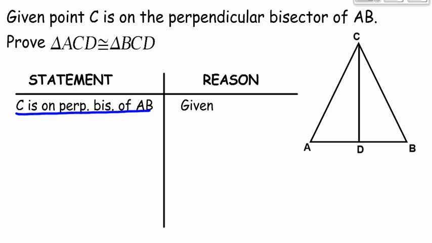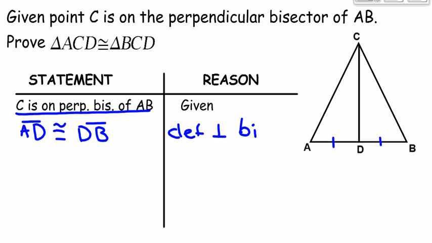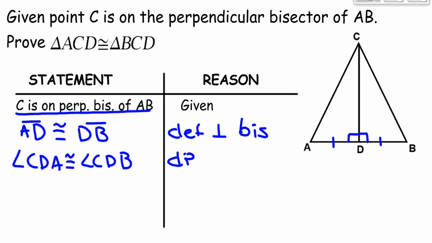If it's on the perpendicular bisector, that means that AD and DB are congruent. So AD congruent to DB, and that's the definition of perpendicular bisector. Another thing I can say is these two angles are both 90. So angle CDA congruent to CDB. That's also the definition of perpendicular bisector.